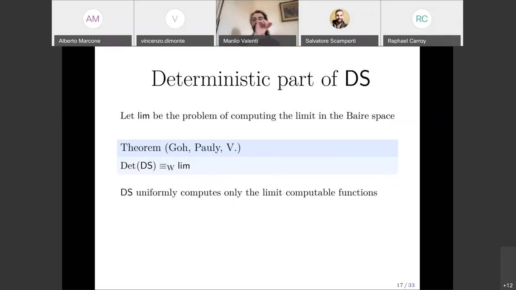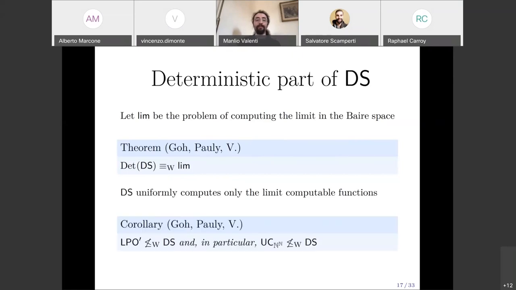So this idea of finite descending sequences, you just have to play a little bit with the thing in order to actually get the solution for the lim, to show that you can use lim in case you have a single valued function. But the main ideas are really the same. And this is interesting because it shows that while DS can have very complicated solutions, it only uniformly computes the limit computable functions.